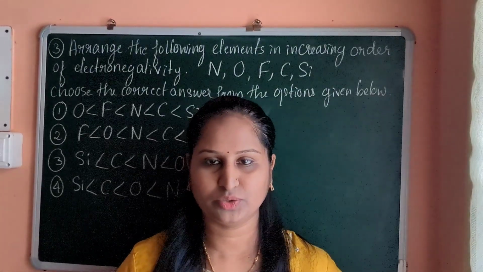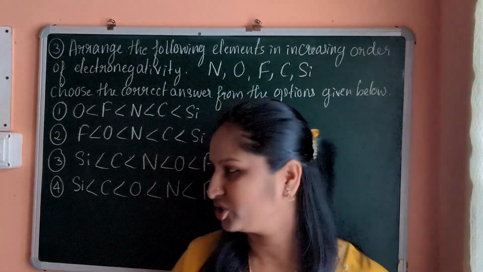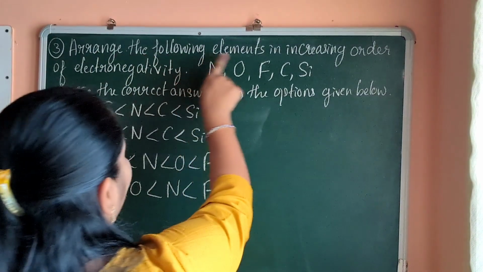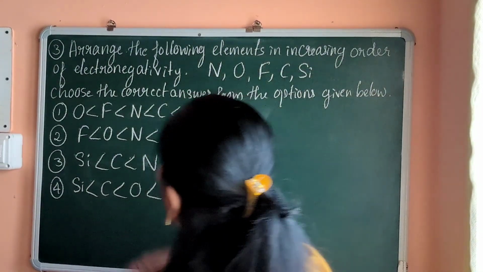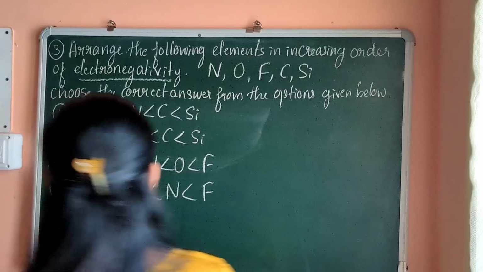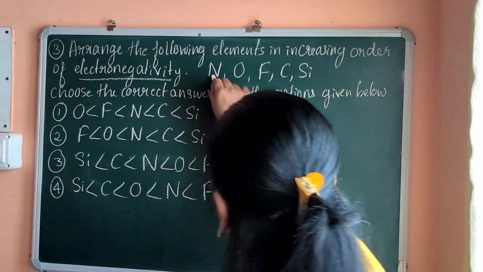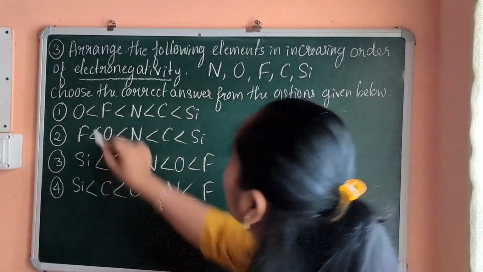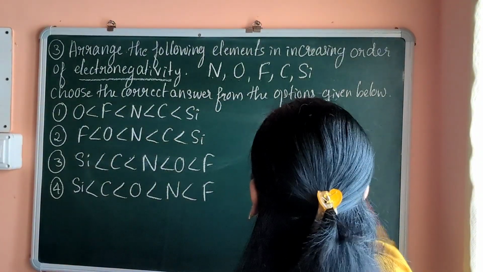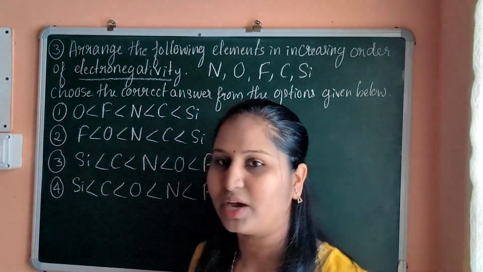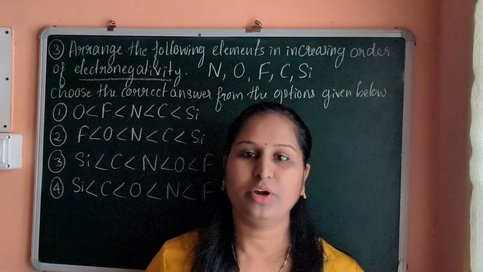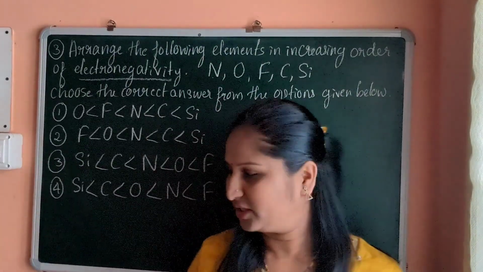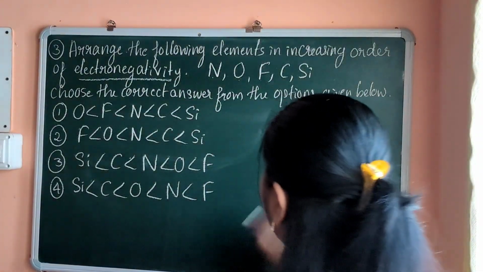This question is from NEET 2024. Let me read out this question. Arrange the following elements in the increasing order of their electronegativity. And they have given the elements nitrogen, oxygen, fluorine, carbon and silicon. Choose the correct answer from the options given below. We have to arrange the given elements according to their electronegativity, with the increase in electronegativity.